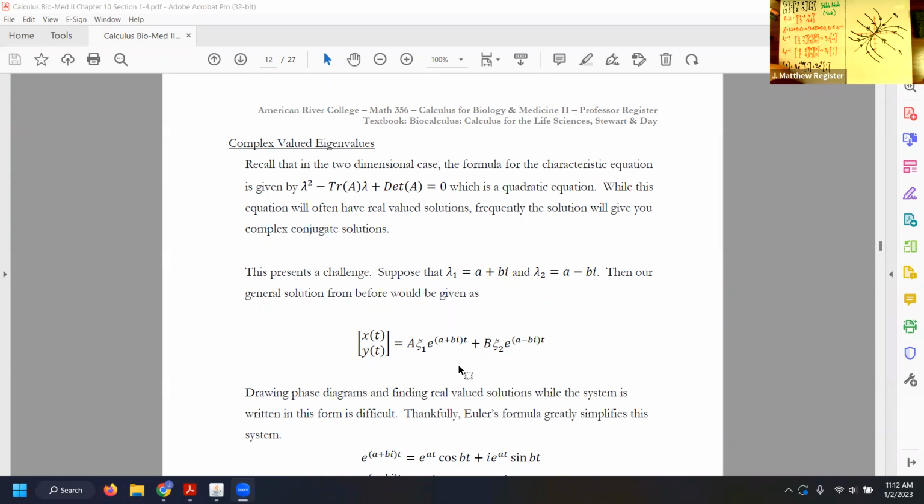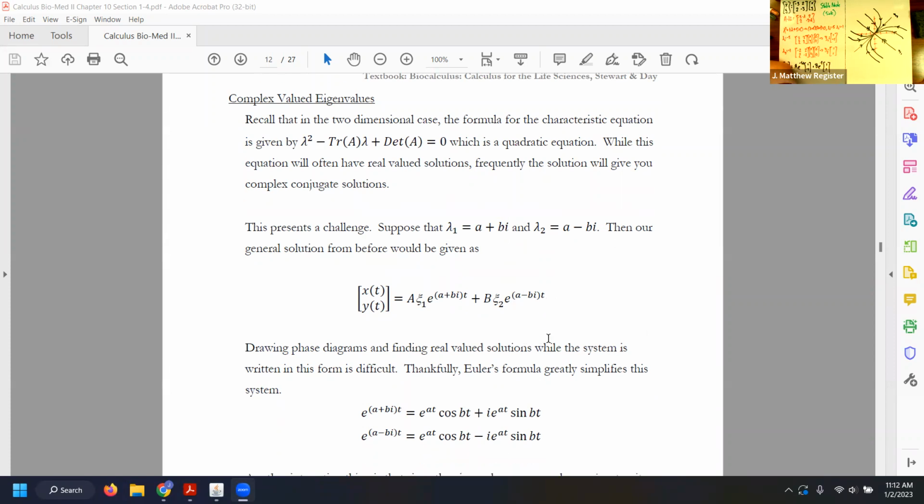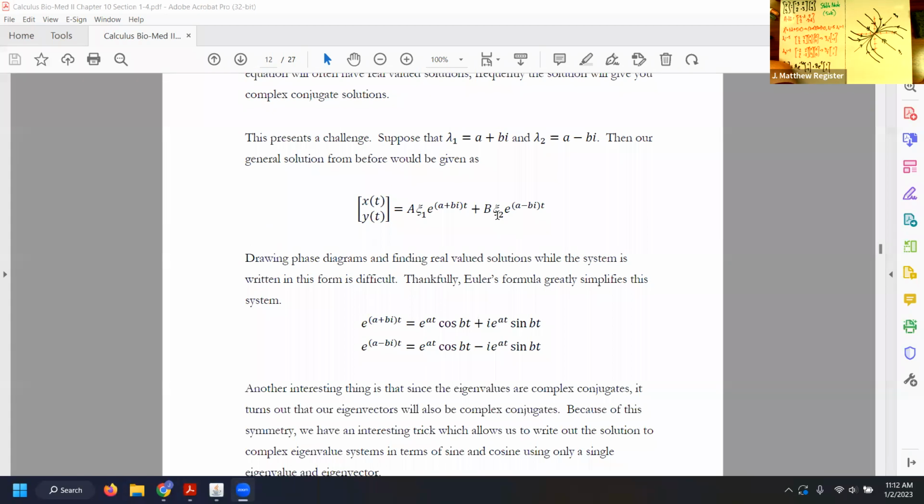The problem with that, though, is you get this expression. And this expression is c1 e to the (a plus bi)t and c2 e to the (a minus bi)t. Now, c1 and c2 will both have imaginary numbers in them. And so that makes it difficult. Drawing phase diagrams and finding real valued solutions while the system is written in this form is difficult. Thankfully, Euler's formula greatly simplifies this system.